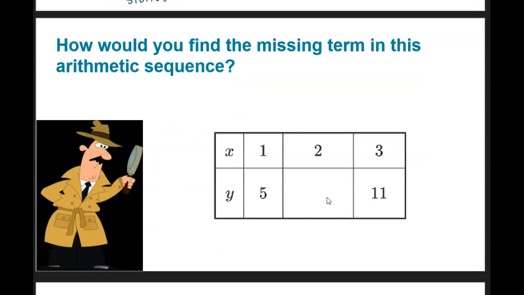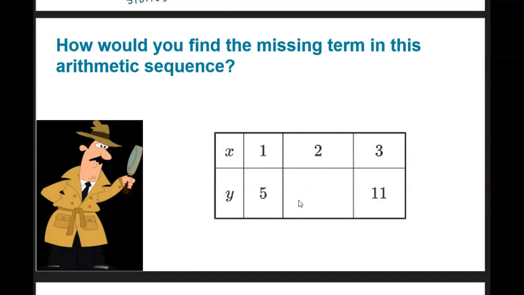Okay, first problem here. How would you find the missing term in this arithmetic sequence? So this is just one missing term. We've kind of seen this before. There might be a few ways you might try to solve this, like you could try to guess and check. So maybe we could add 4. Maybe that would work. We get 9. But then here we would get 13, and that's wrong. So that one didn't work.